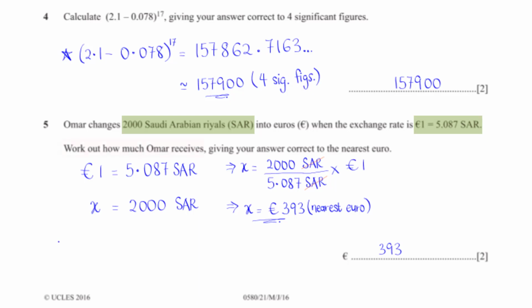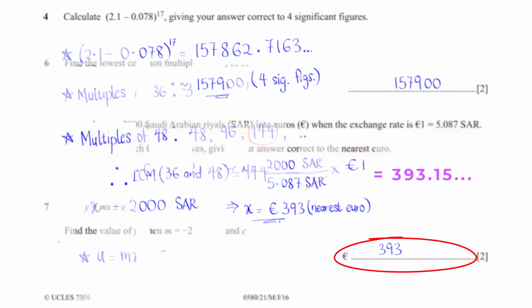Umar changes 2,000 Saudi Arabian riyals into euros when the exchange rate is 1 euro equal 5.087 Saudi Arabian riyals. Work out how much Umar receives, giving your answer correct to the nearest euro. So after setting up the ratio, this is the value that we get, and to round it off to the nearest euro, since the number after the decimal point is less than 5, we are going to get 393 euros, which is correct to the nearest euro.